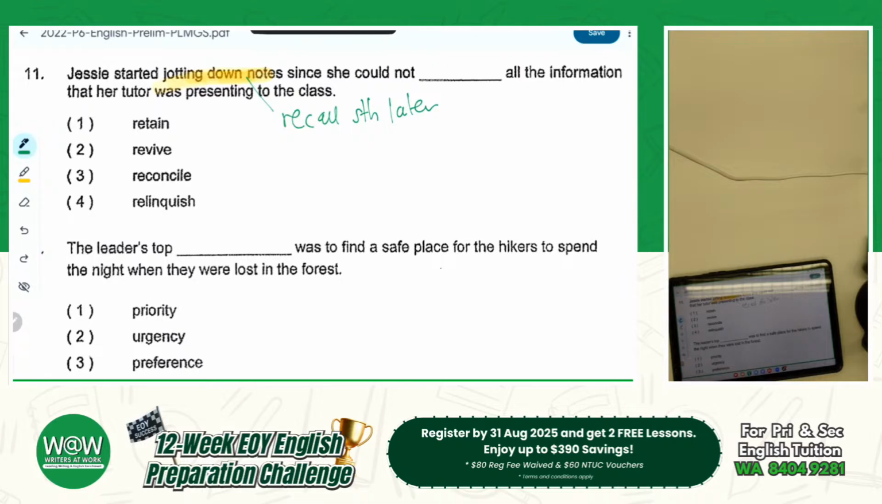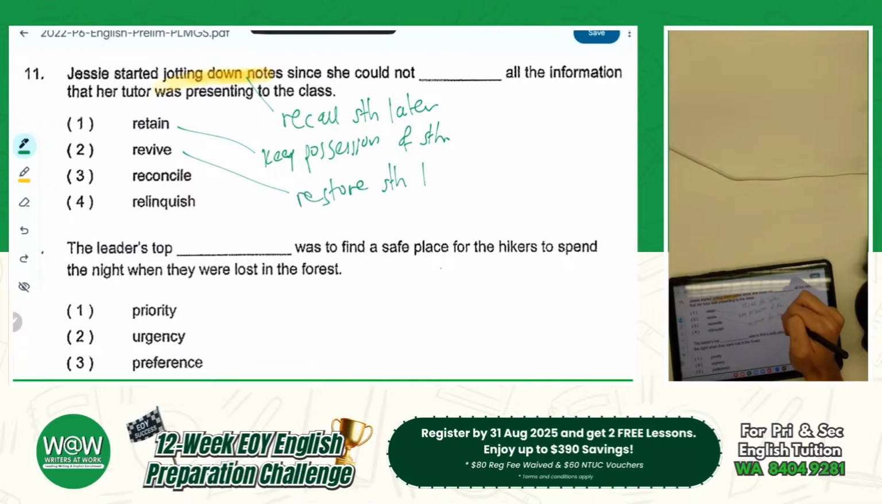So looking at the options given, the first one is retain. So retain means that you want to keep possession of something or continue to have something. Okay. Revive means that you restore something to life. So usually the person collapsed or maybe he's fainted, then you need to revive him. Okay. Reconcile here means that you restore the relationship between people.